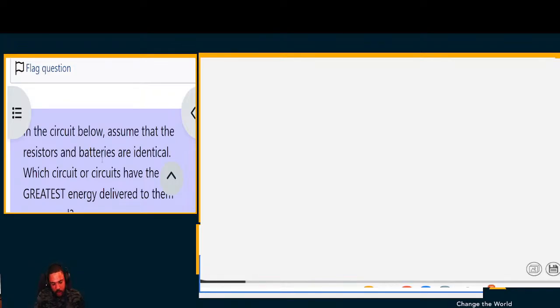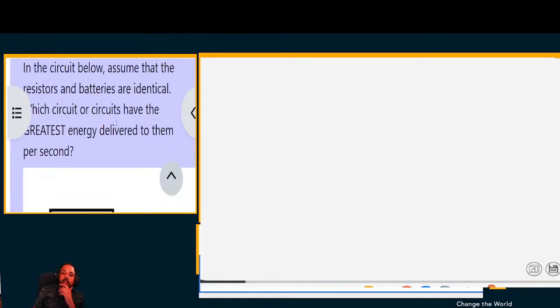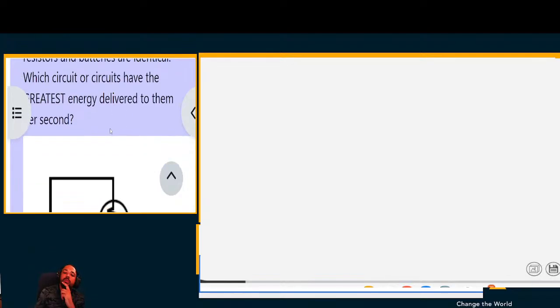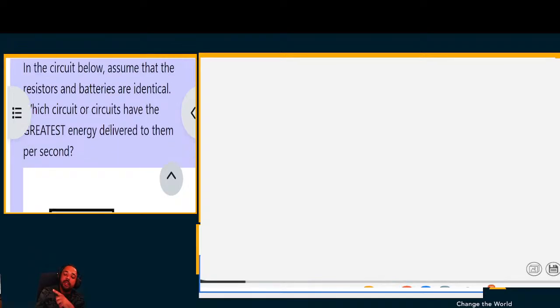Here's my page for question 14. In the circuit below, assume that the resistors and batteries are identical. If there are any questions at this point, please ask me. If you don't, then I assume you are following. In the circuit below, assume that the resistors and batteries are identical, so they have identical voltages and resistance.